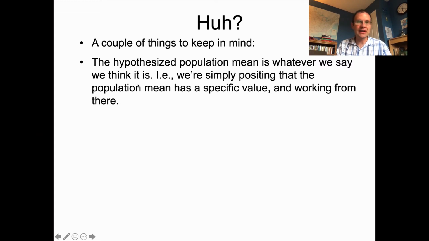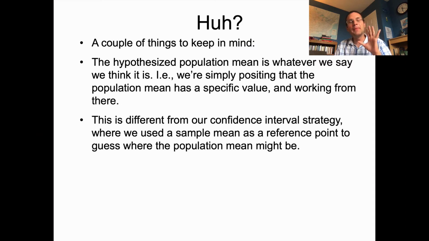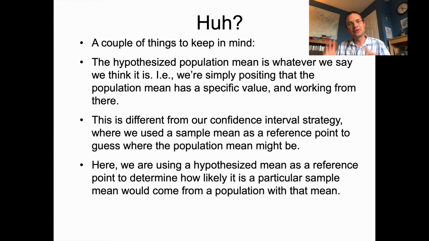You can base this hypothesis on perhaps previous studies of the same topic, or just a reasonable guess, somewhere in the neighborhood of where you might expect it to be. And this is going to be different from our confidence interval strategy. Like I said, we're turning that upside down or on its head a bit. In a confidence interval, when we calculate one of those, we use a sample mean as a reference point to guess where the population mean might be. So we're going from something we've observed to a guess about something we can't totally observe, the population mean. Here, we're going to use a hypothesized mean.